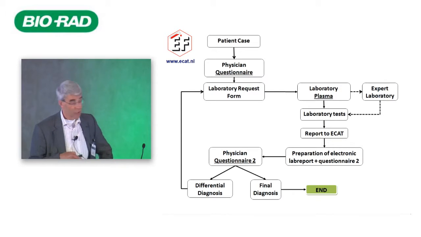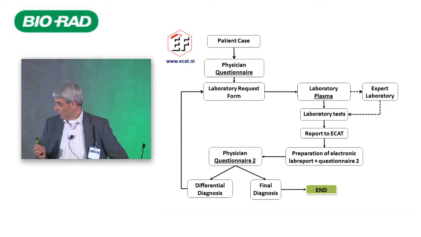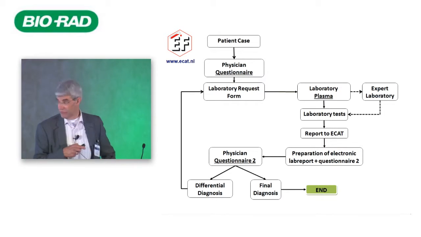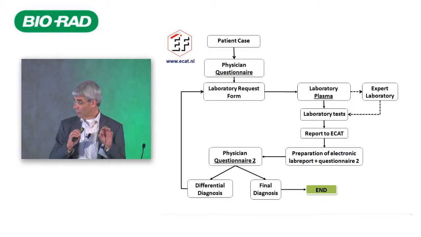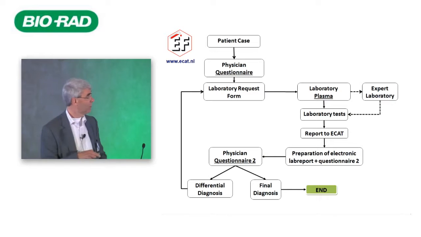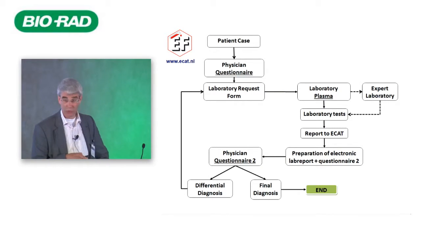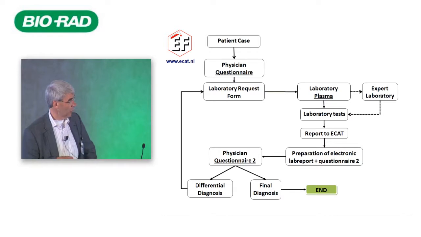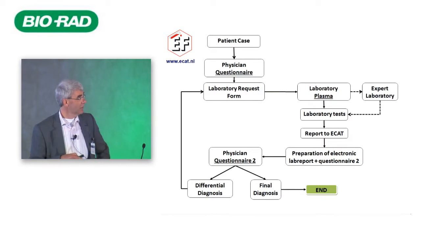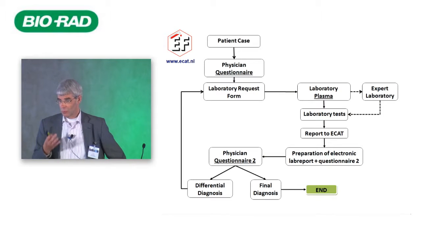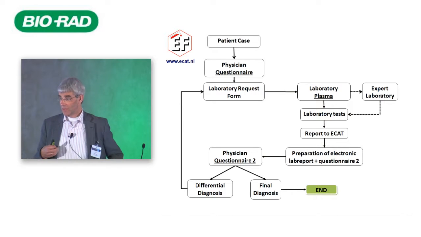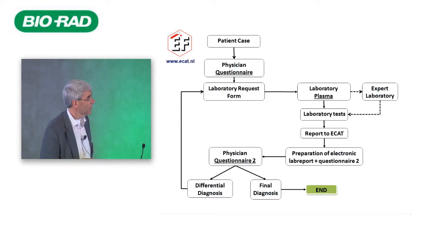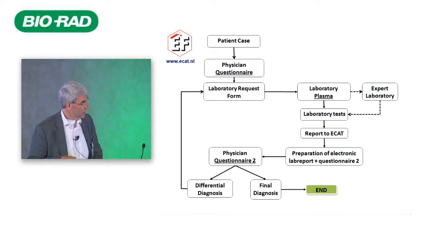At the same time, the laboratory has received a sample that is related to this patient. And we ask the physician at a certain moment in the questionnaire, okay, if you would like to order some laboratory tests now, please send the laboratory request form to the laboratory. They do the tests on the sample that they have received. They send the results to us as an EQA provider. And if there are tests ordered that could not be performed in their own laboratory, they can include an expert laboratory as well. This is all reported to the ECAT.